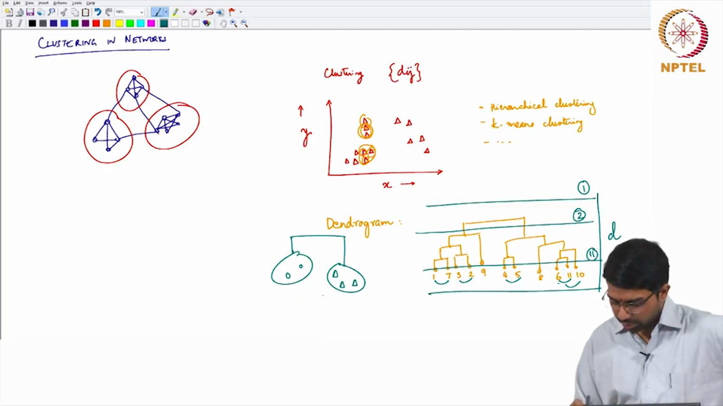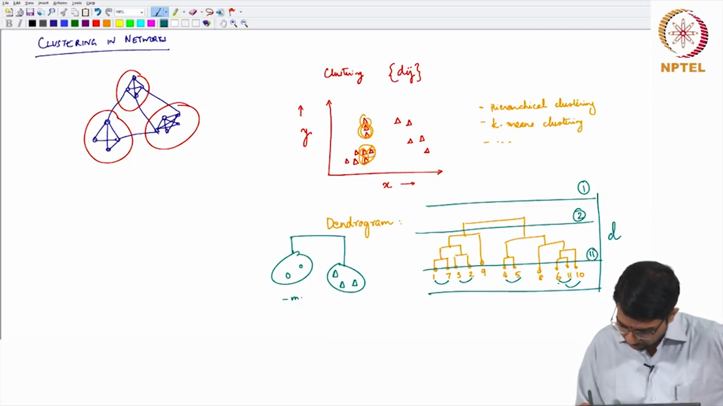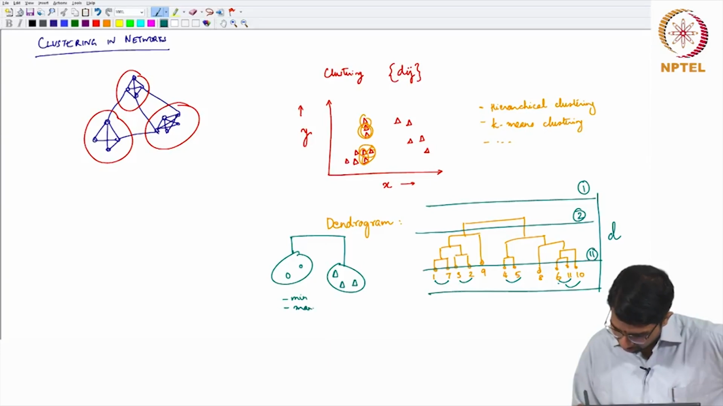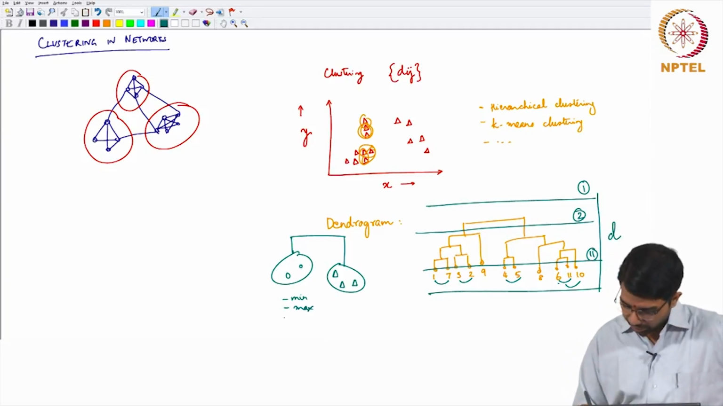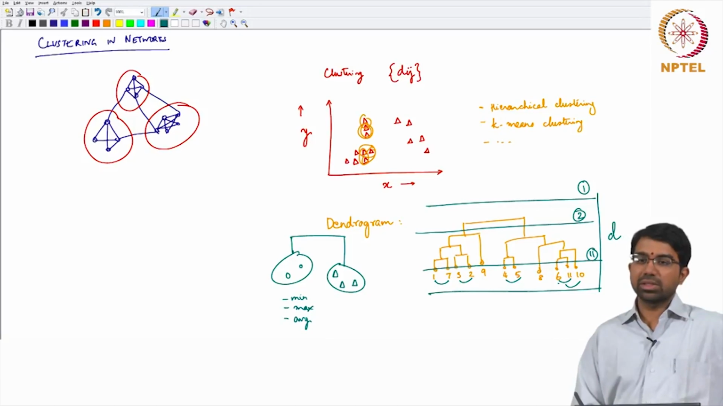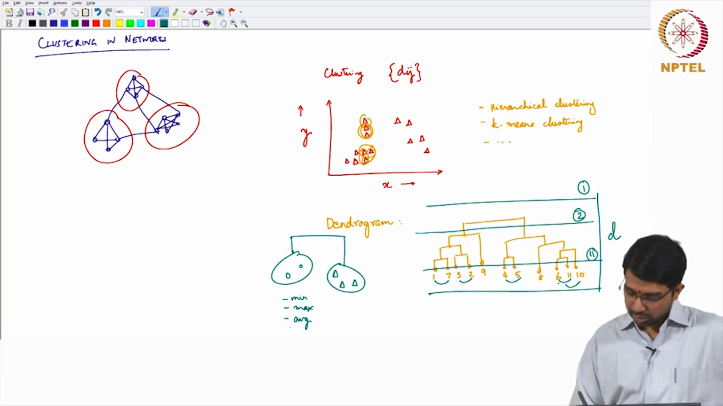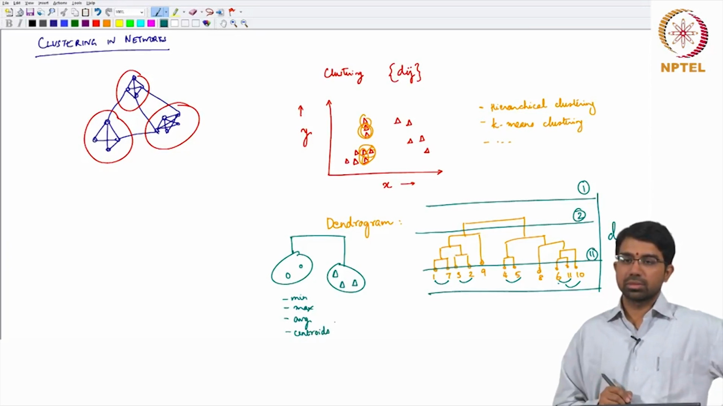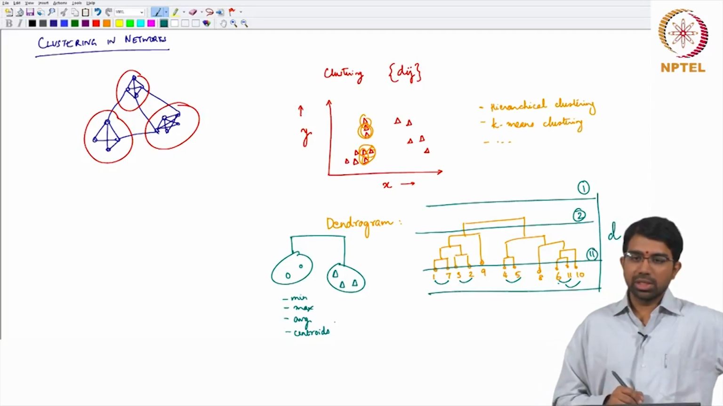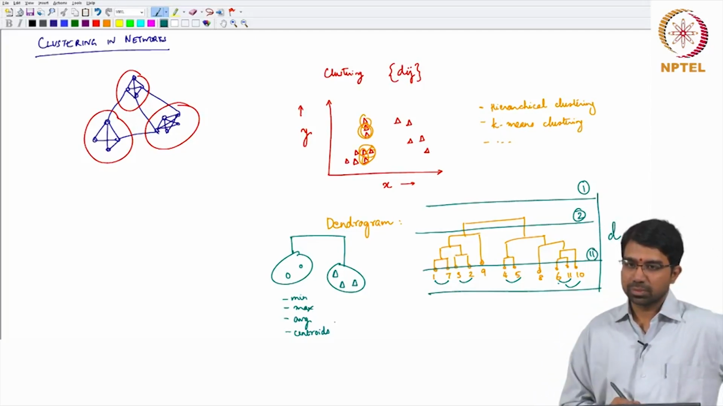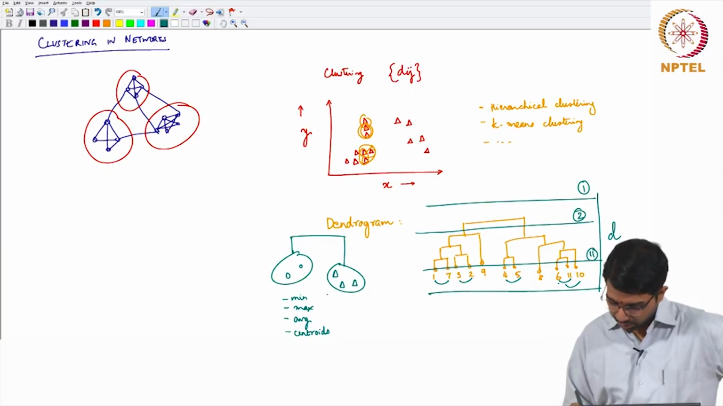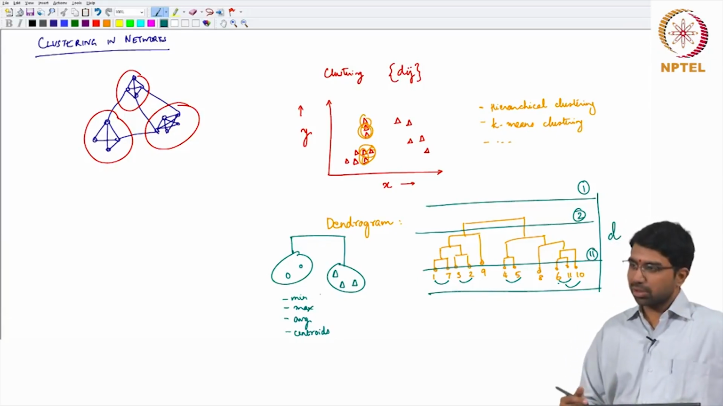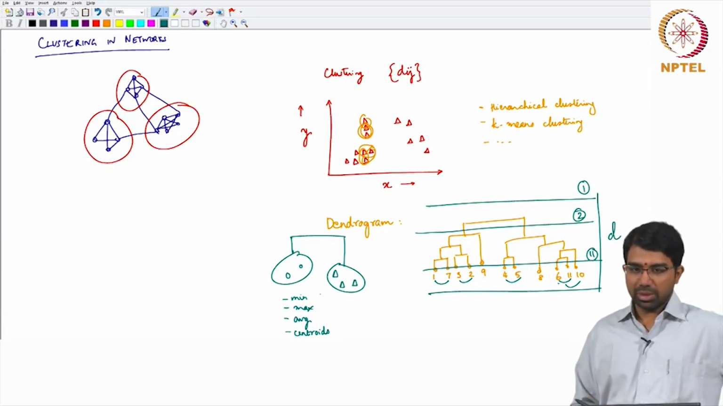So, you can have minimum distance, you can have maximum distance, you can have average distance, or you could take centroids. Each of these has a different name. So, you have the single link algorithm, complete link algorithm, central linkage algorithm, and so on. Each of these has a different name.